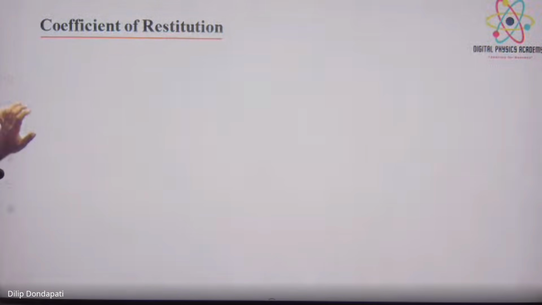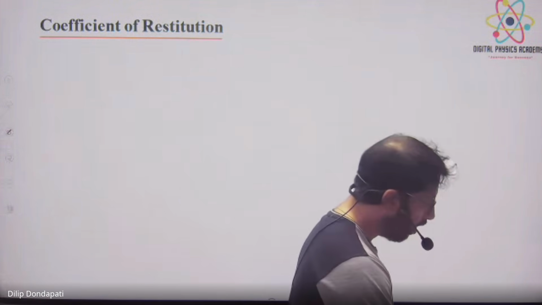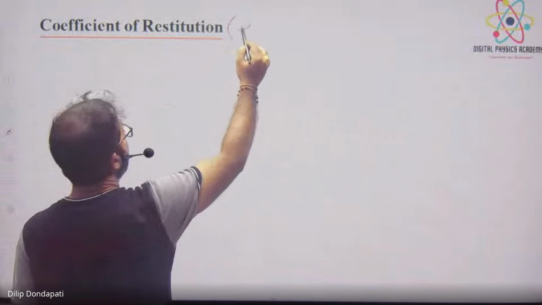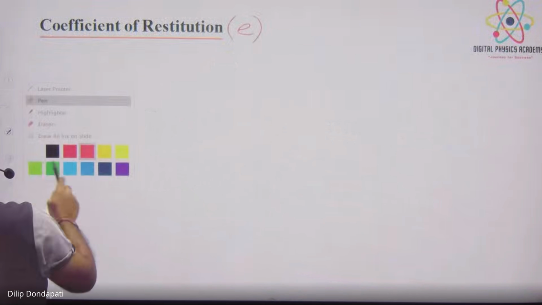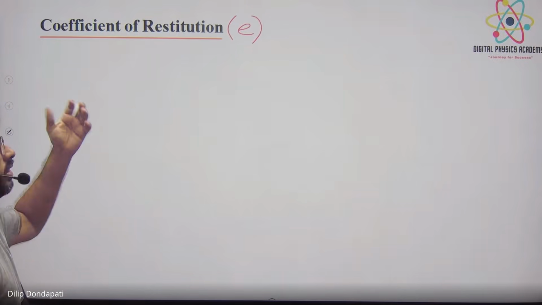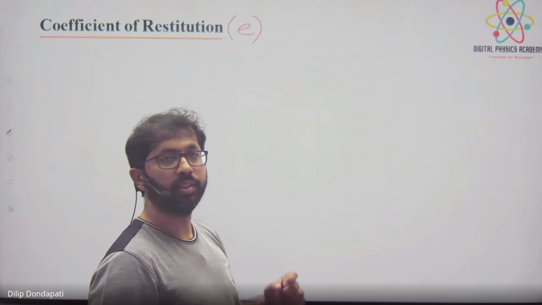Yes. Chalo. Now we are learning the coefficient of restitution. We represent it simply as e, small e. So the coefficient of restitution, e, will decide which type of collision it is. That's it, simple. This e will decide which type of collision.